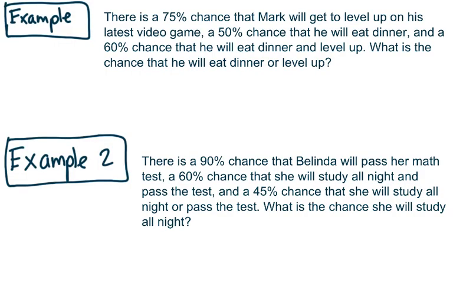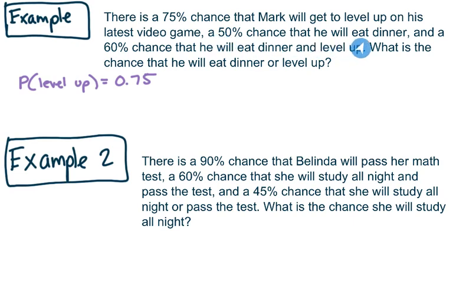Okay, here's some more examples. There's a 75% chance that Mark will get to level up on his latest video game. So I'm just going to keep track as I go through. Probability of level up equals 0.75.